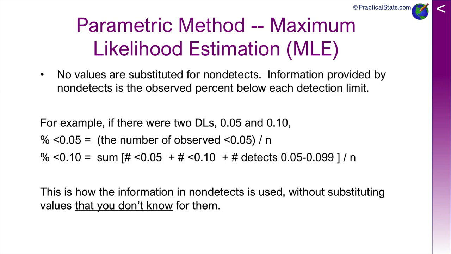So the information provided by non-detects is in the observed percent below each detection limit. For example, if there were 2 detection limits at 0.05 and 0.10, the percent below 0.05 would just be the number of values recorded as less than 0.05 divided by n. And you'd want the computer to come close to that in your fit. And then the percent less than 0.10 would be the number that were less than 0.05, we can count those, plus the number that were less than 0.10, we can count those, plus the number of detects that were between 0.05 and 0.10, so from 0.05 up to just below 0.10. That would be the number of values less than 0.10, and you divide by n, and you've got that percentage. So you'd fit those two percentages hopefully well.